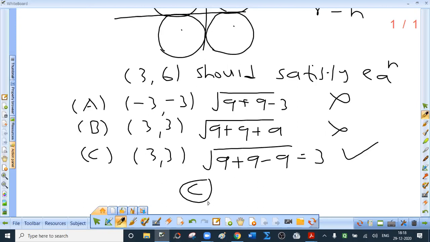So C is the answer. Or you could have used this. Check whether x equal to 3, y equal to 6 satisfy the equation or not. You will notice that these coordinates satisfy the equation in option C only.